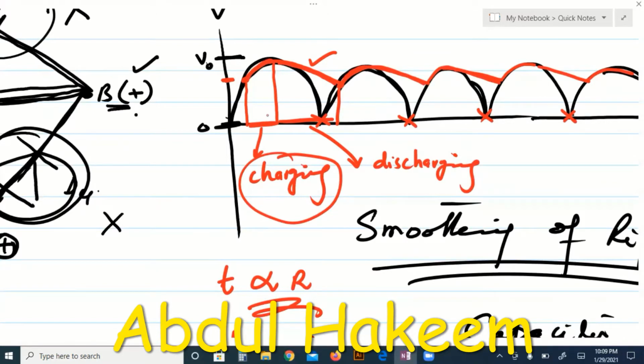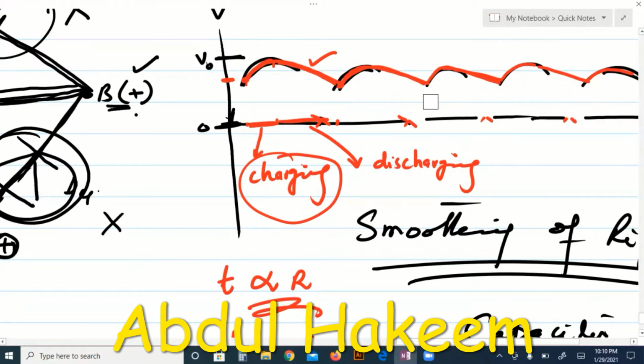When this process continues, charging and discharging, the final shape of the voltage is this. Look, there is less fluctuation between the maximum and the minimum value. So here, instead of fluctuation between peak and zero, there is a fluctuation between these two voltages, which is smaller than the previous one.